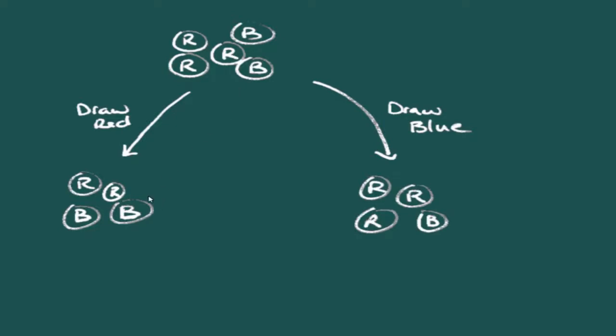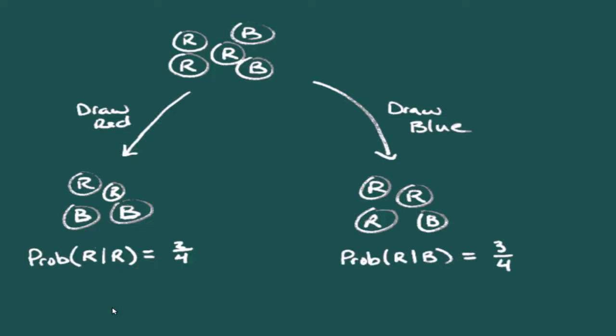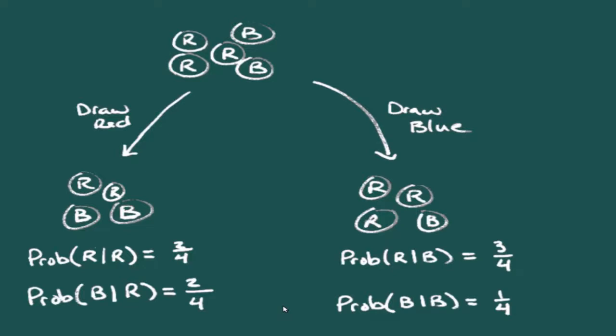So the probability of drawing red, given that we've already drawn 1 red, is 2 out of 4. The probability of drawing a blue, given that we've already drawn a red, is also 2 out of 4. But the probability of red given that we've drawn a blue is 3/4, and the probability that we'll draw a blue, given that we've already drawn a blue, is only 1/4. So the probabilities are different depending on what happened on our first draw.